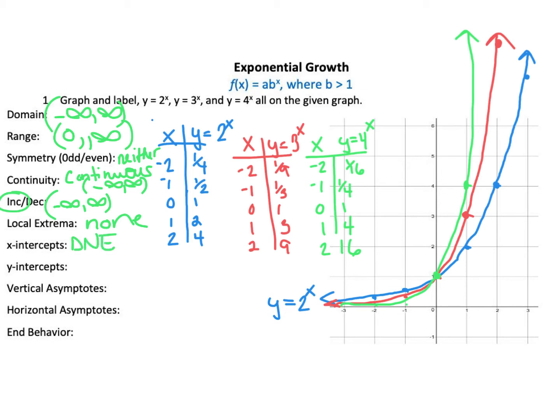The y-intercept, notice that they're all crossing at the point 0, 1. Vertical asymptotes, I do not have any. Horizontal asymptotes, I think you're seeing that it's approaching the x-axis. So I have a horizontal asymptote at y equals 0, and now let's talk about our end behavior.